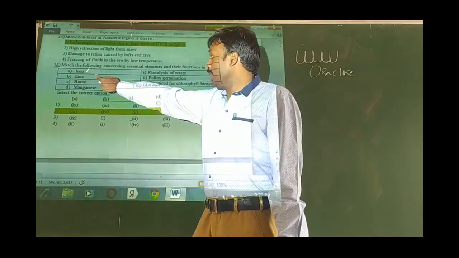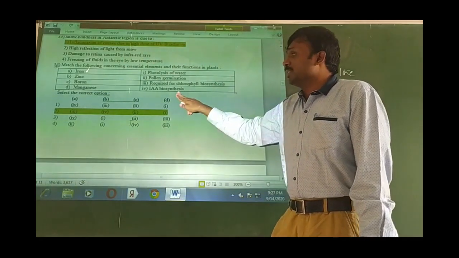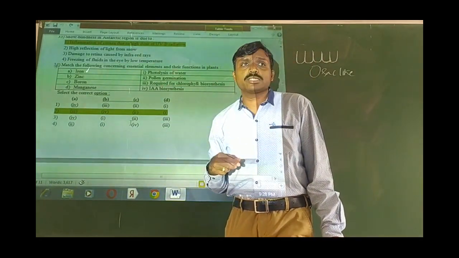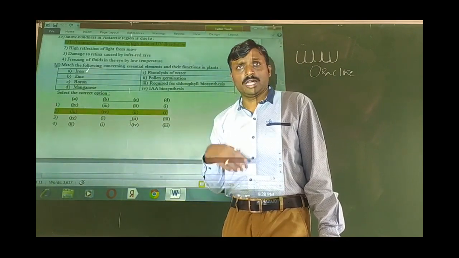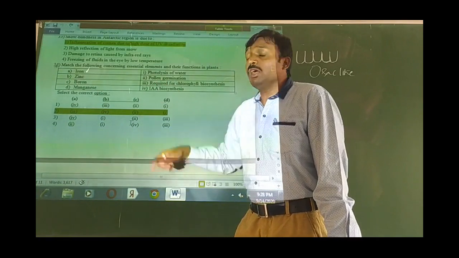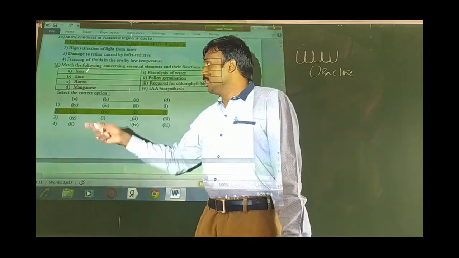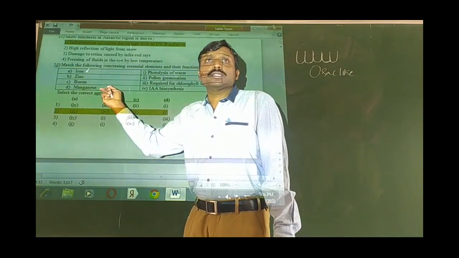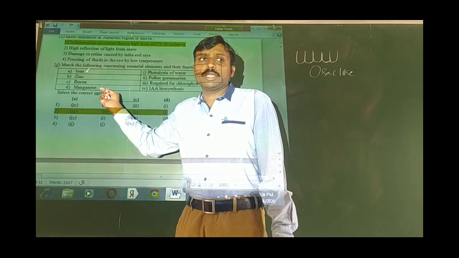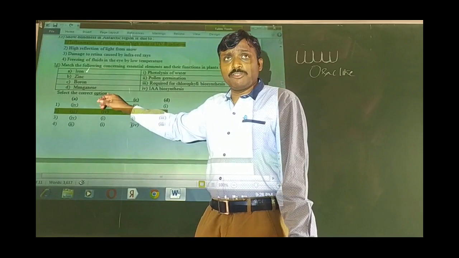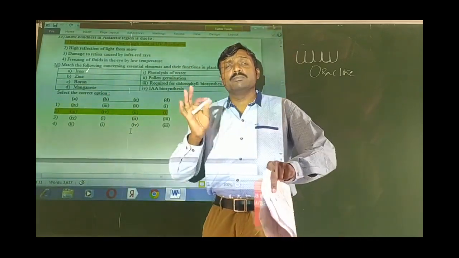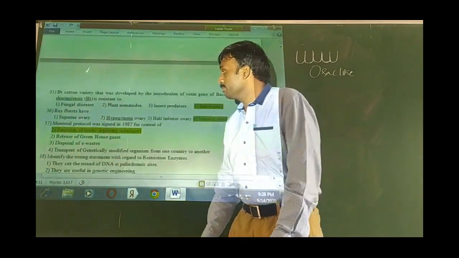Then talking about zinc, which is required for synthesis of IAA, indole acetic acid. It is an auxin, plant growth regulator or phytohormone. Okay. Then manganese, which is required for photolysis of water. So this point definitely you might have come across in photolysis of water under photosynthesis chapter. Okay. So these are the list of mineral elements and their functions. All these functions are clearly mentioned in our textbook.